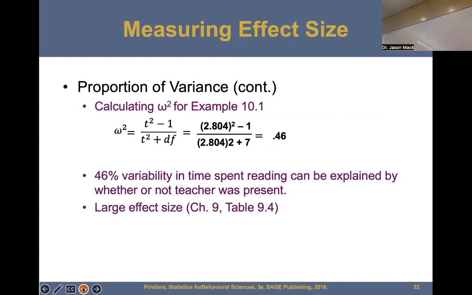For example, if we plug that in, I can wait, make sure everybody has everything. Calculating ω2 for example 10.1, we already got the 2.804. That's our t value. So we're just going to square that minus 1 on our numerator. And then the denominator is 2.804 to the second power plus 7. So we're going to get 0.46. That means 46% of the variability in time spent reading can be explained by whether or not the teacher was present, which is a large effect size if you look at table 9.4.